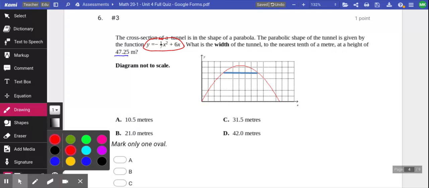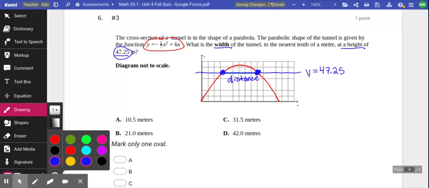If you look at the picture, they've given you the tunnel, which is this equation. And we've even drawn a little line right here. I'm going to extend this line just so it looks bigger like that. The reason they gave you that line was to demonstrate that that is a second equation. That second equation is y equals 47.25, because they asked what was the width at a height of 47.25. To figure out the width of the tunnel, I would have to figure out that spot, and then figure out the distance between those 2 points.